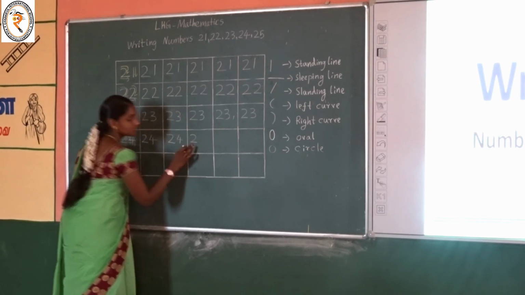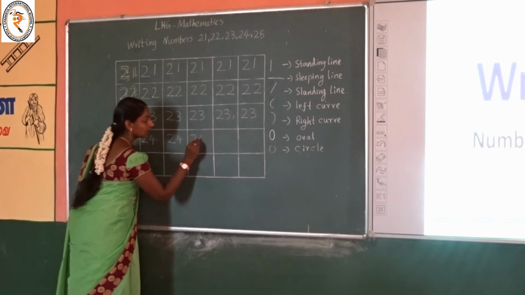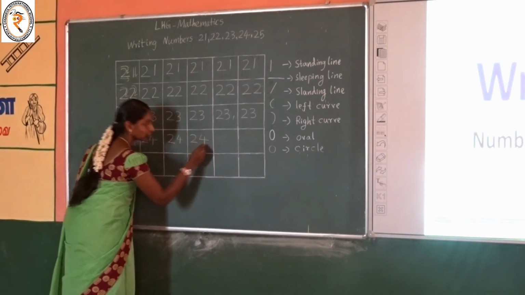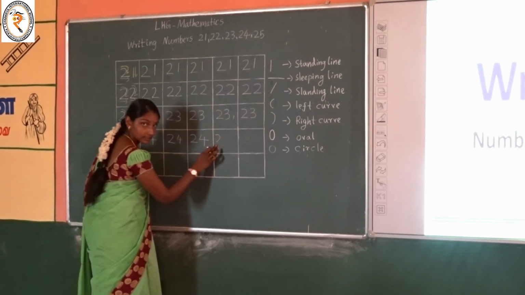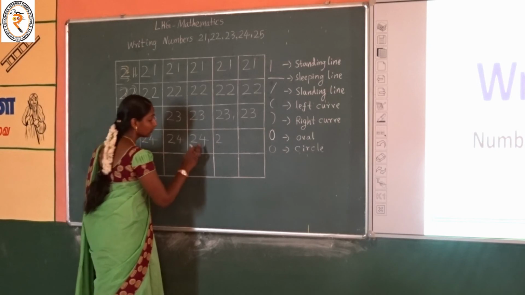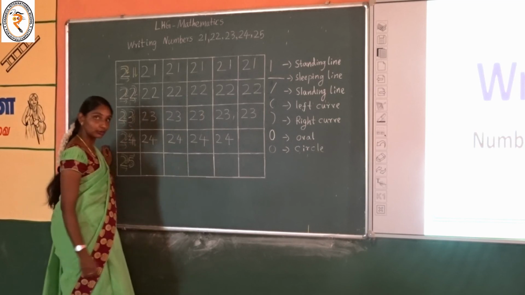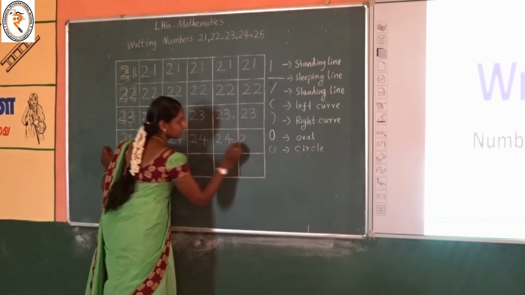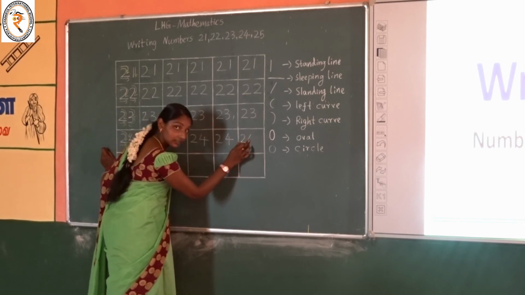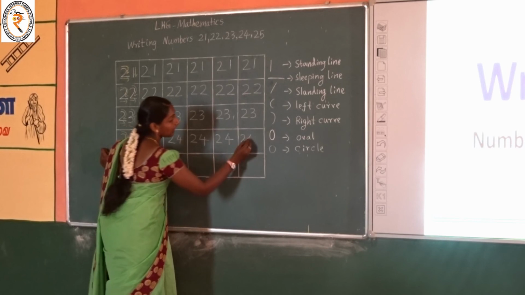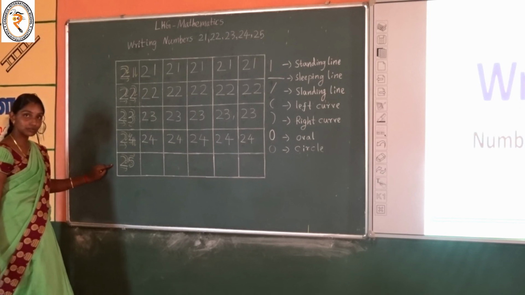Right curve and sleeping line for 2. For 4, a slanting line like this, a sleeping line and 1 standing line. For the number 2, put the right curve like this and end up with the sleeping line. For the number 4, slanting line, sleeping line and standing line. Okay, children. For 2, right curve like this and end up with the sleeping line. For 4, put a slanting line. Slanting, sleeping and standing. Is it clear? Shall we move to the number 25?